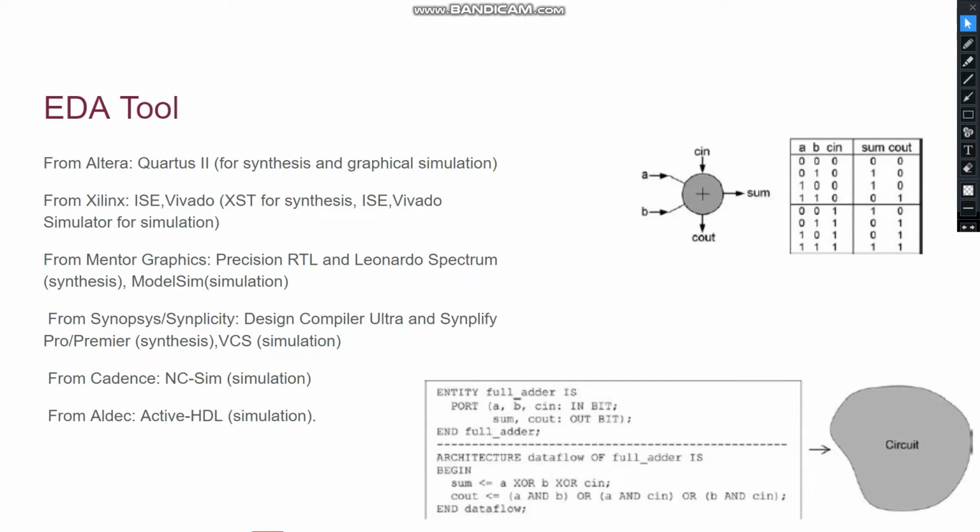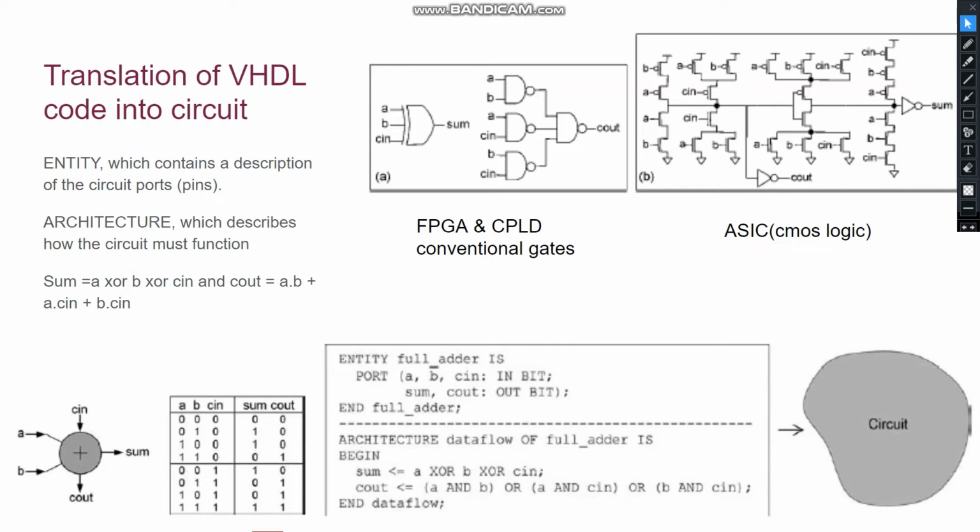So in this diagram, I have shown you a ladder, and this is the corresponding code where you have your full adder being written. In the next slide, I'll show you how it is derived. So this is the basic overview. You need to have an EDA tool, and with that EDA tool, you're going to get your synthesizing as well as simulation done. So how is your code actually translated into a circuit?